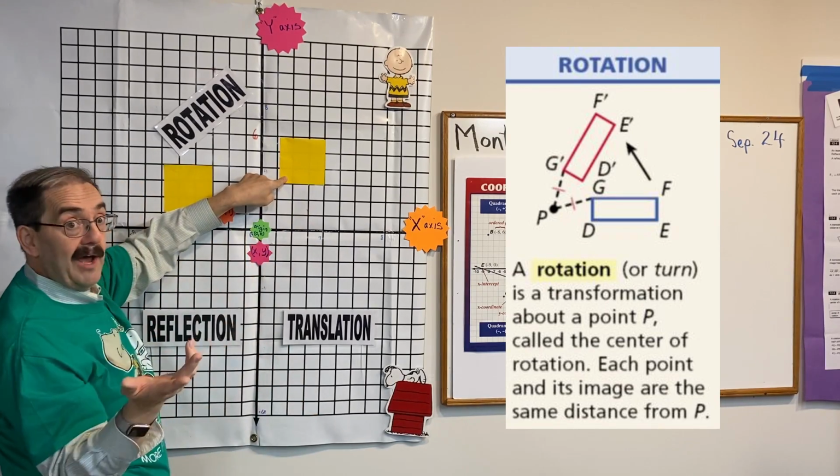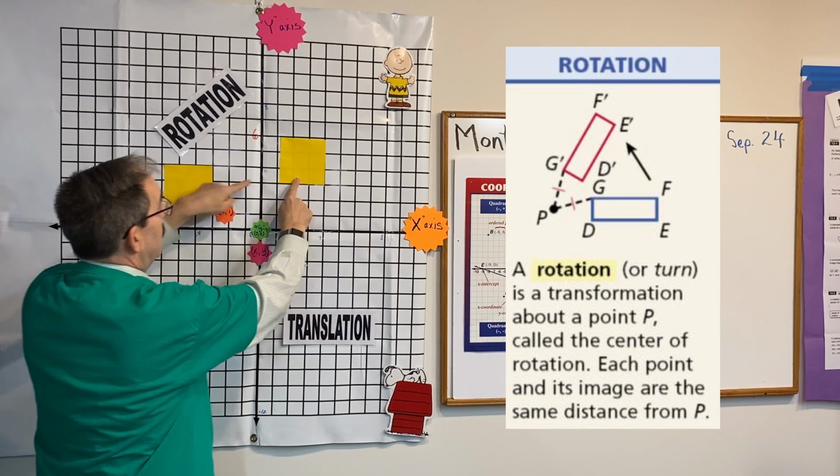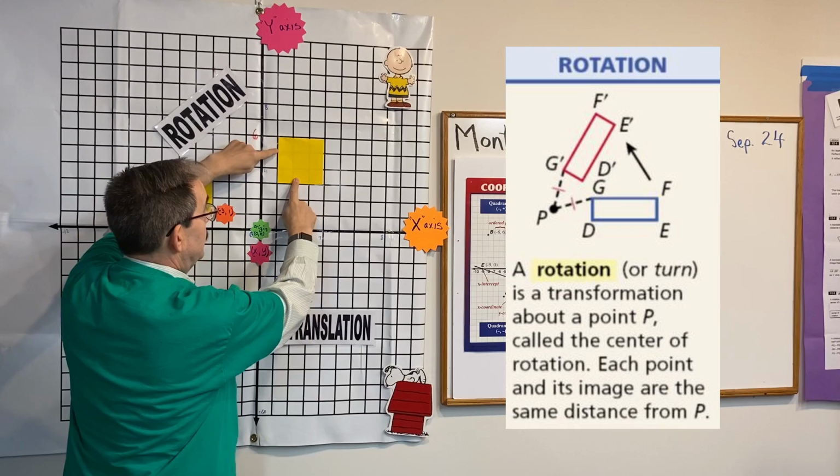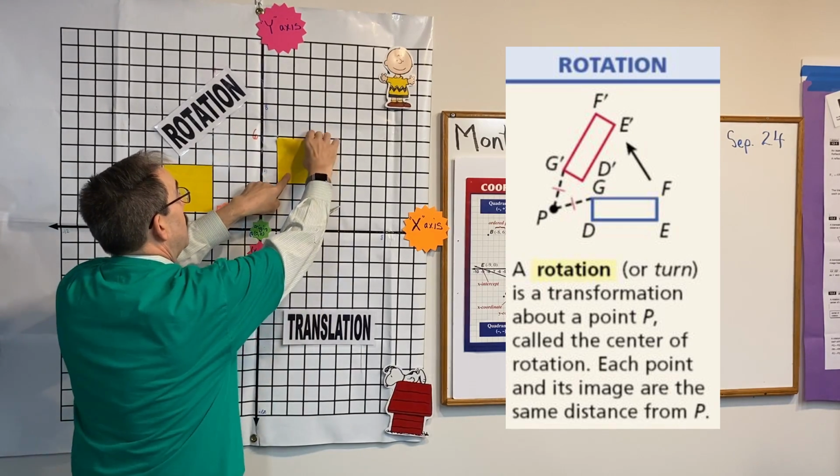Well, if it's on a graph, count. 1, 2, 3, 1, 2, 3, 1, 2, 3, 1, 2, 3. I win.